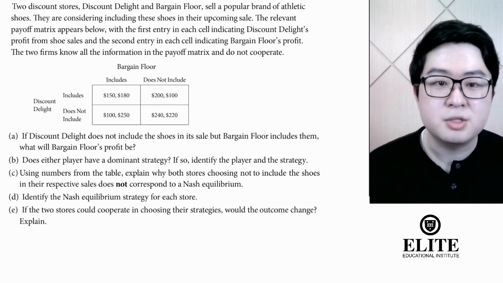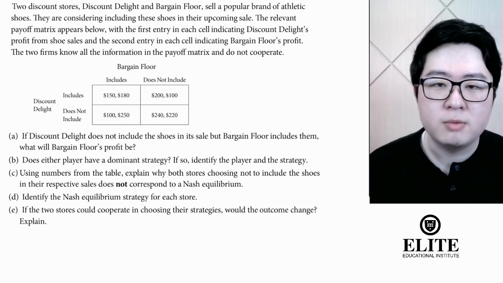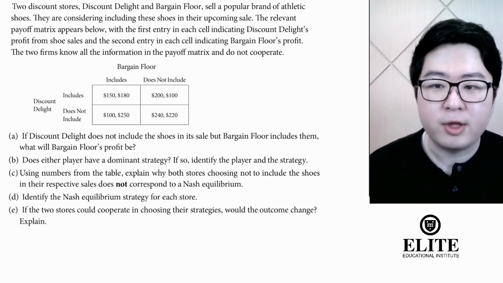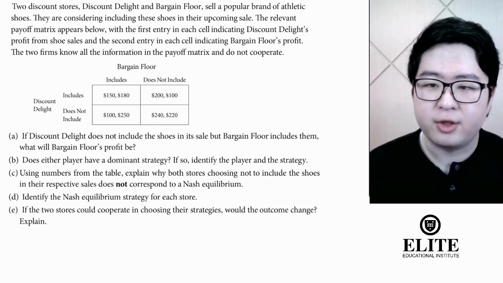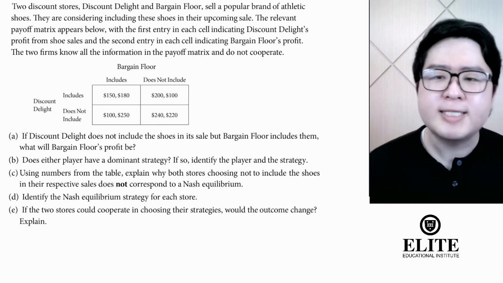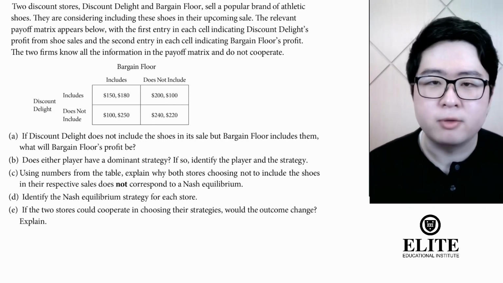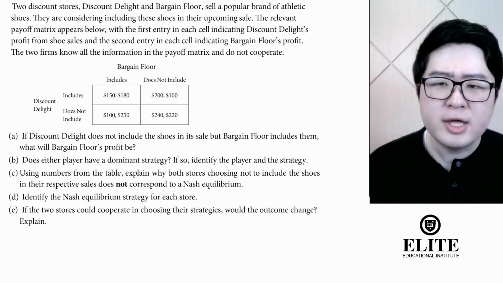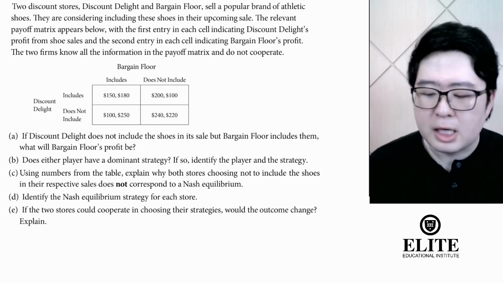I'm the economics teacher here at ElitePrep, and today I'll be showing you how to solve a problem from the AP Microeconomics exam on game theory, right? We see our payoff matrix right there. Let's read. Two discount stores, Discount Delight and Bargain Floor, great names, sell a popular brand of athletic shoes. They are considering including these shoes in their upcoming sale.